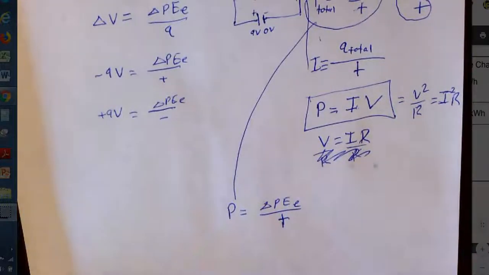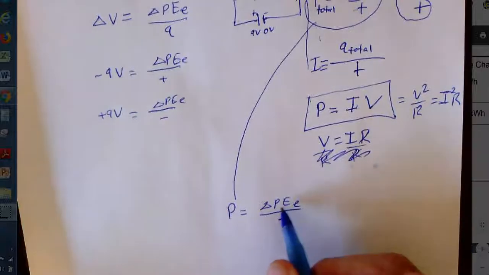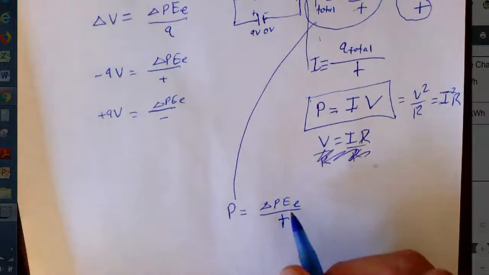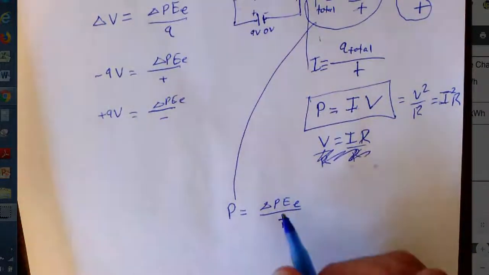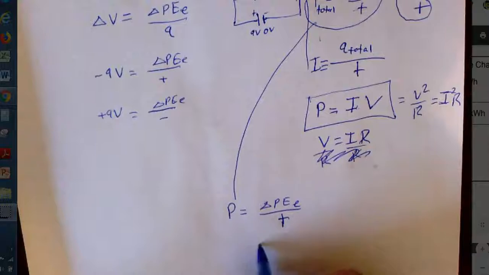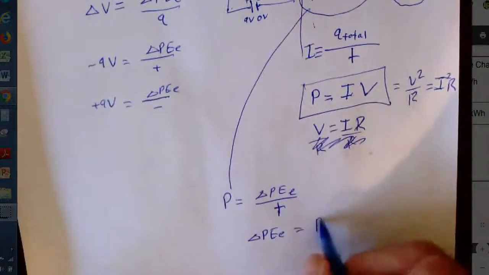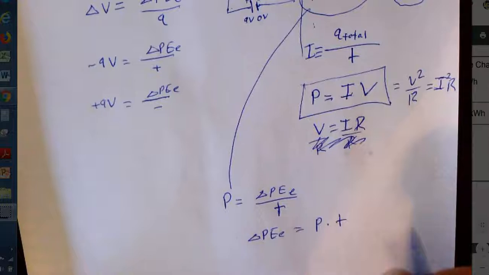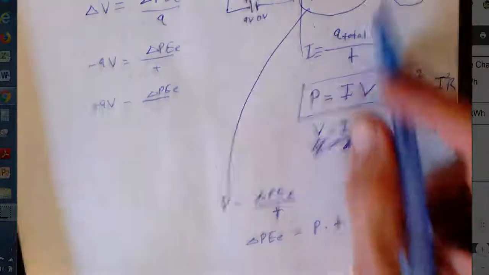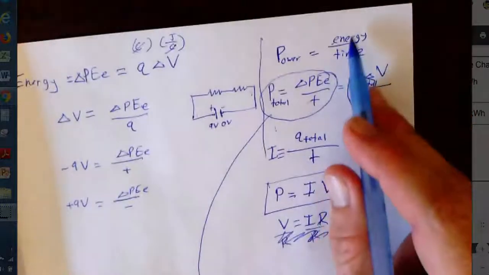And it's not really a battery. They're generating electricity at the power plant. But however much energy you're using up, they're giving you. So if we solve this for the change in potential energy, it's power times time. And power is energy over time, so joules per second, which are called watts.